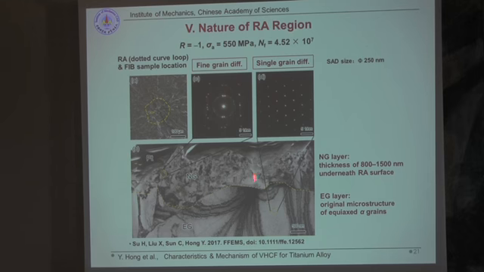But away from this surface, it is a type of isolated spots. It's a single grain diffraction. It's only one grain in this area. It's a coarse grain microstructure. This is the microstructure in this area.